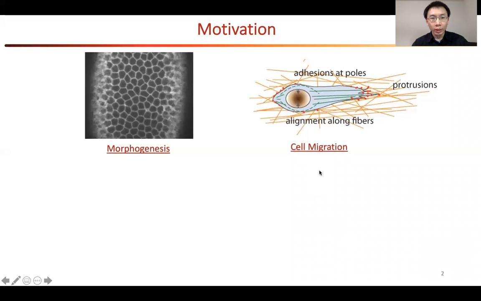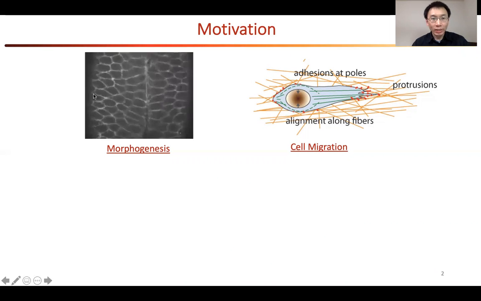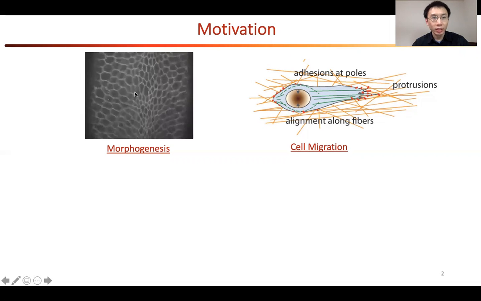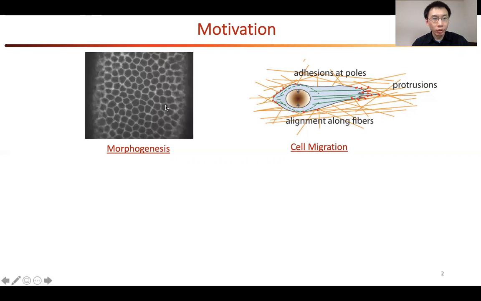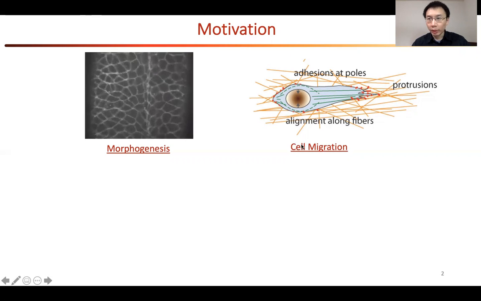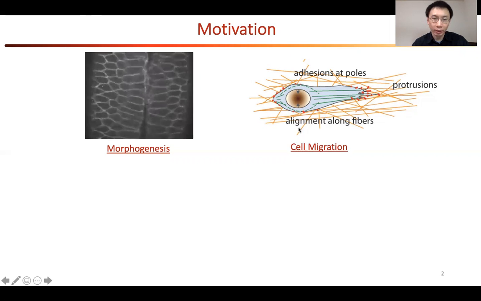University. Cells are constantly pulling and pushing their surroundings, and the tractions exerted by cells play a very important role in many biological processes. For example, in tissue morphogenesis, tractions can be used to change the shape and spatial organization of the cells. And for cell migration, tractions can be used to control the speed and direction of migration.